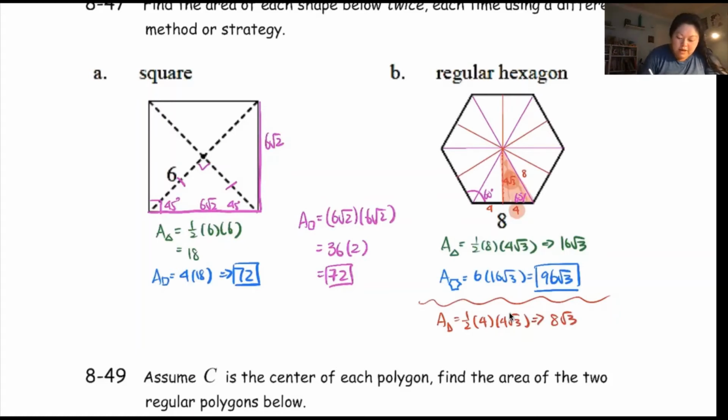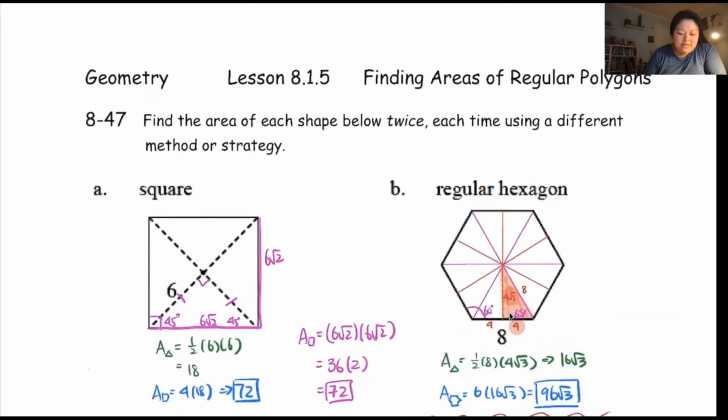So I go, okay, area of the hexagon is 12 of these. So 12 times 8 root 3. Well, 12 times 8 is 96 root 3. So yes, a second method, getting the same exact answer. Okay. All right. So that's kind of helping us to lead into the next piece here.